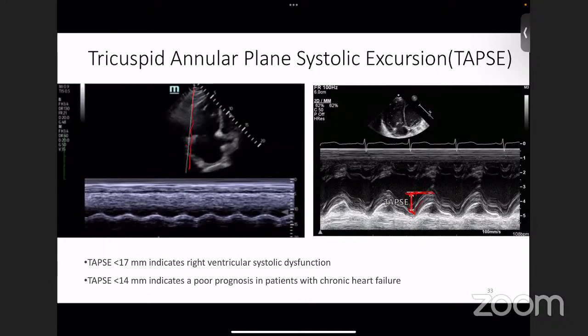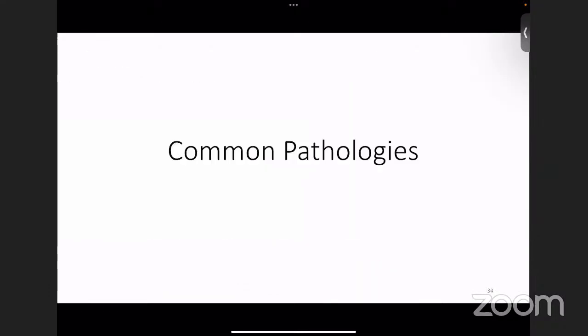So this will help you to see whether the right ventricular systolic function is good or bad. If the TAPSE is less than 17, then you can say that there is a right ventricular dysfunction. And in chronic heart failure, if the TAPSE is less than 14, that means it has a very poor prognosis. So this is how you calculate the tricuspid annular plane systolic excursion to know the RV systolic function.